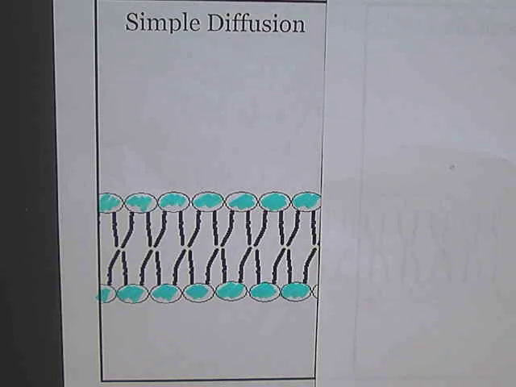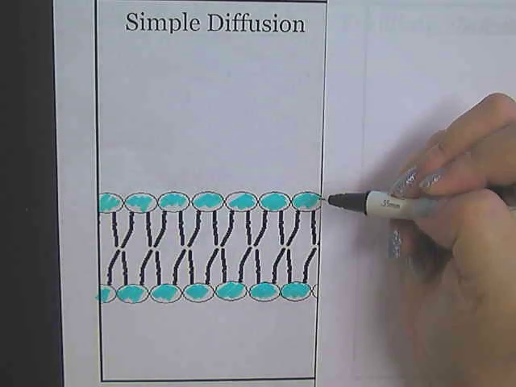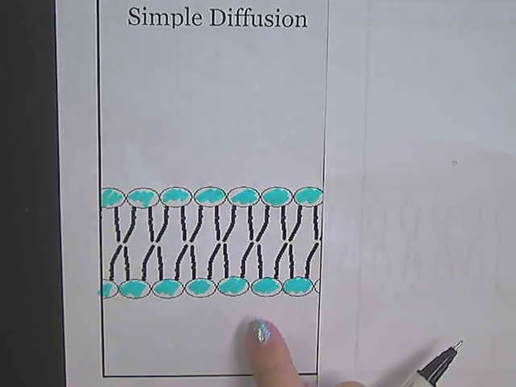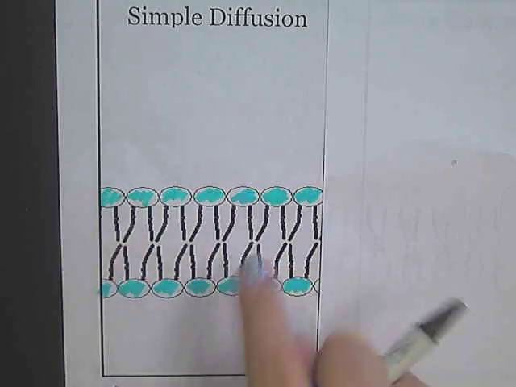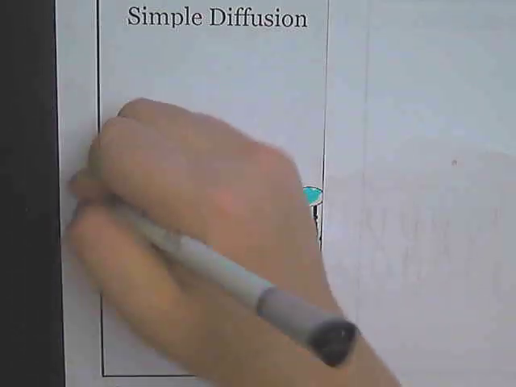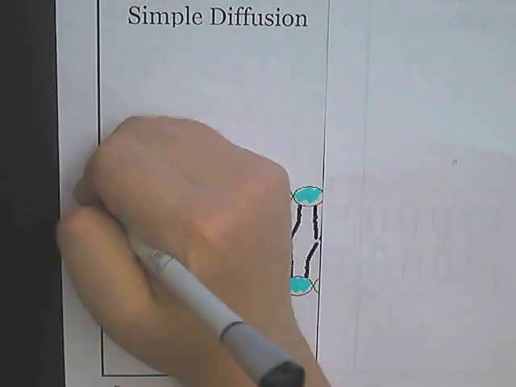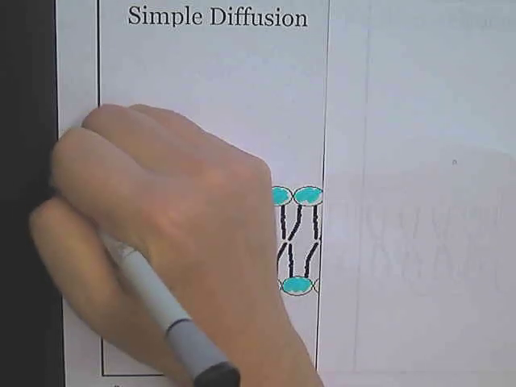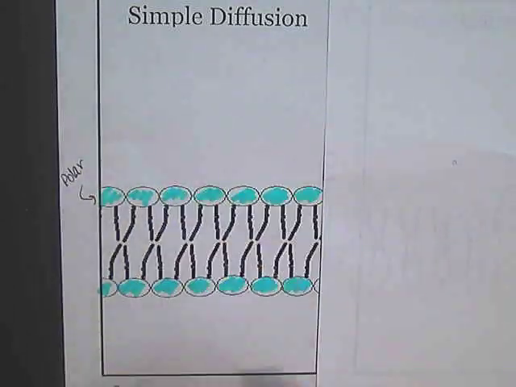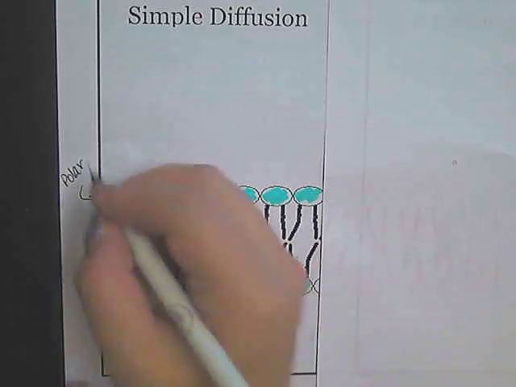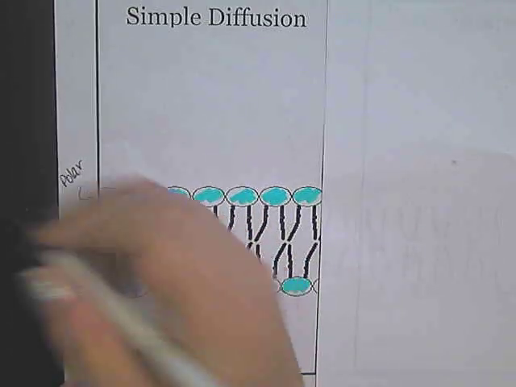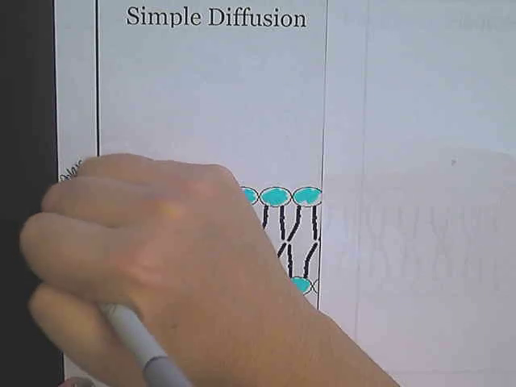The first thing I want to talk about before we get into actual simple diffusion is the concept of your amphipathic bilayer, which is your phospholipid bilayer having two regions. The blue area that I've colored in, this is the polar area. This is the part that will interact with water. So these are called the polar heads. And then this portion in between, this is your hydrophobic layer.